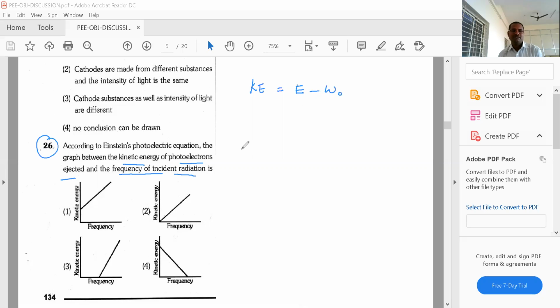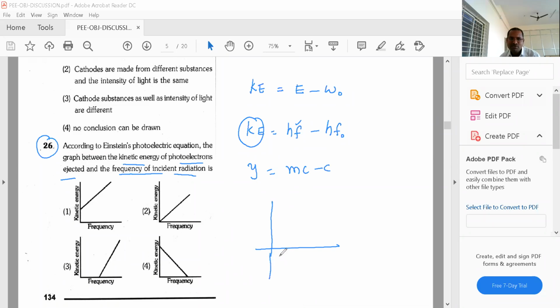So this kinetic energy graph can be written as E is equal to hf minus work function, and the work function is h into f naught. Now they have drawn the graph between kinetic energy and the frequency. It is in the form of y is equal to mx minus c. What should be the graph for this mx minus c? So m is the positive slope, minus c indicates here. Yes, the graph should be like this.